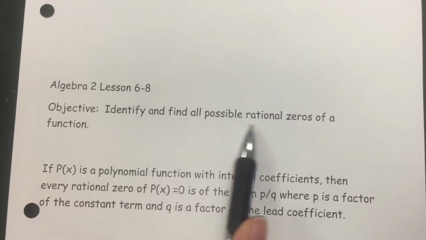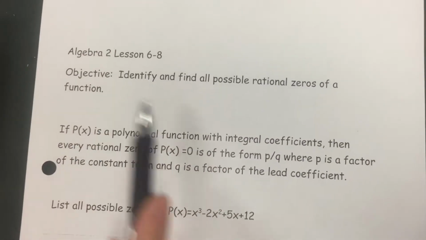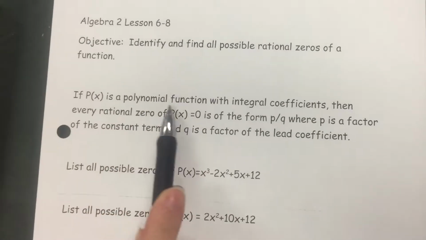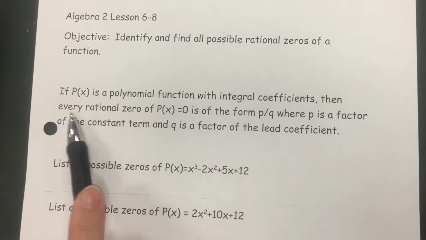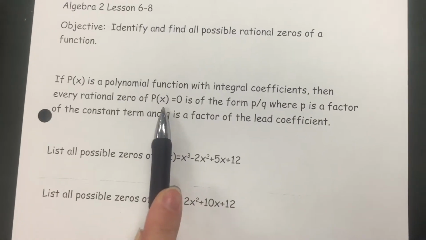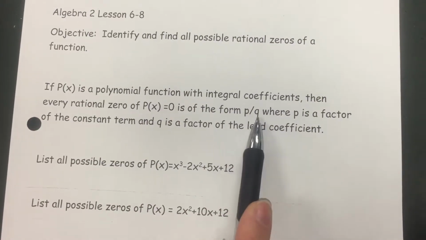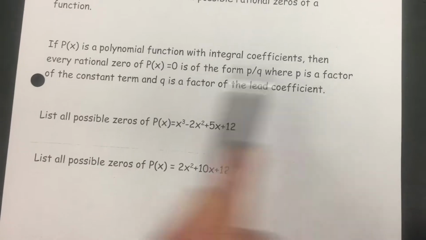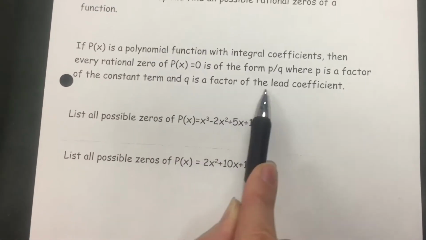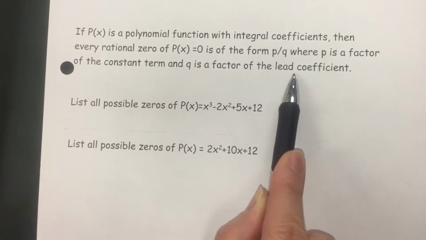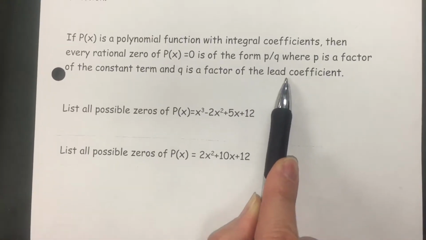Identify and find all possible rational zeros of a function. If a polynomial is a polynomial function with integral coefficients, so integers, then every rational zero of the polynomial is of the form p divided by q, where p is a factor of the constant term, that's the number term, and q is a factor of the lead coefficient, the first value with the highest degree.